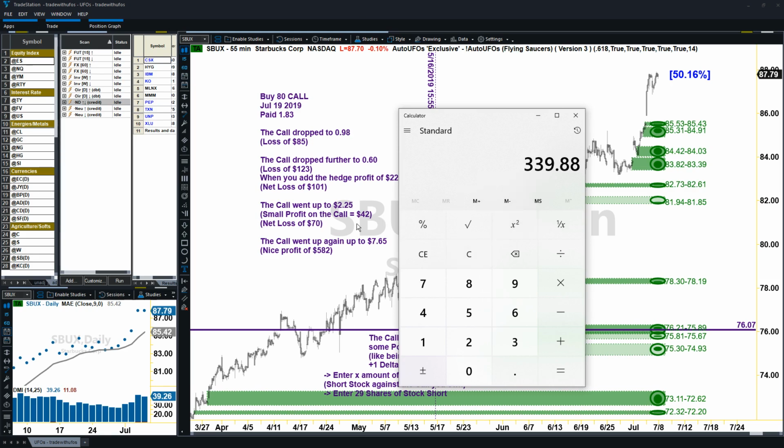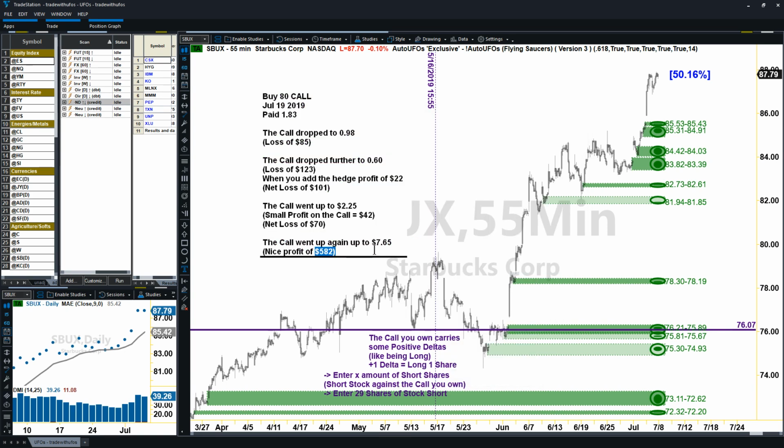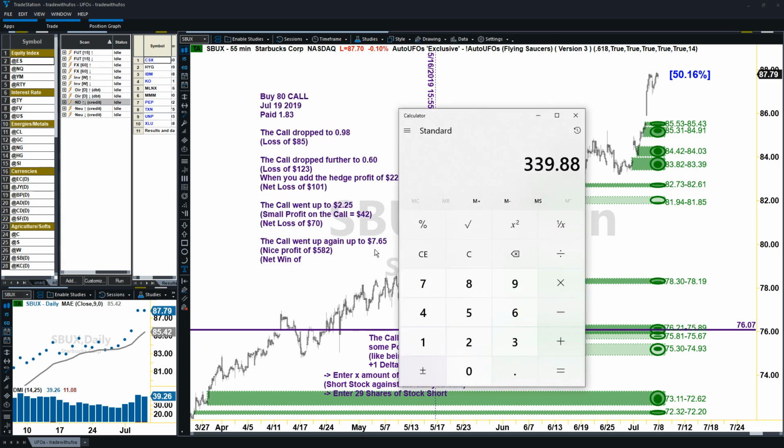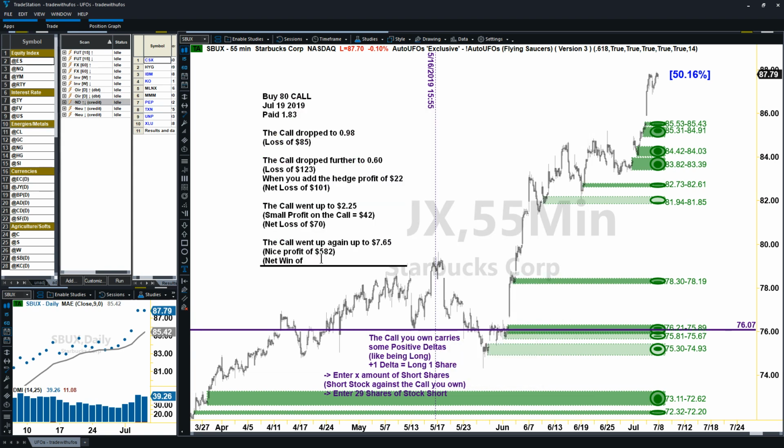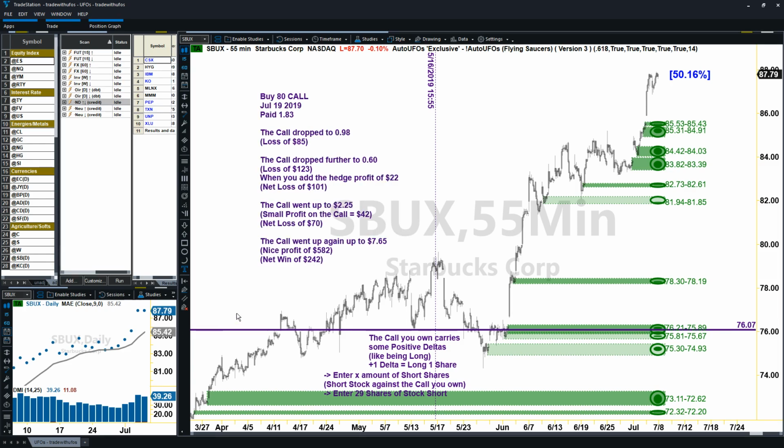So if you add up the 582 profit minus the 300-something loss on the shares, you are now in a net win. So 582 minus 339.88, you have a net profit of 242. So you are back in business. Okay, you are back in business. And you know, again, the beauty is that in this case we had the move up.